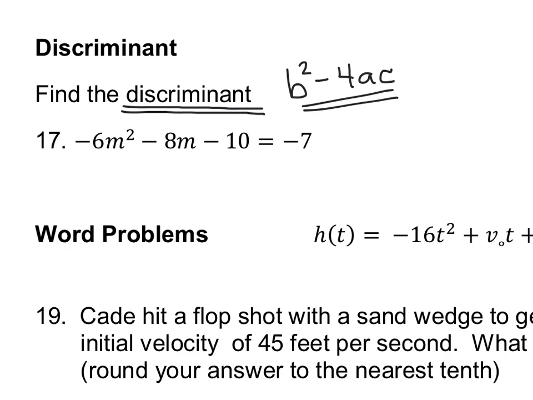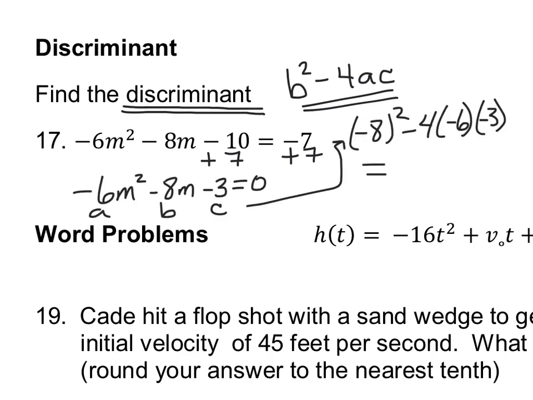If it's a negative number, it's 2 imaginary solutions. If it's 0, it's 1 real solution. And if it's a positive number, then it's 2 real solutions. So let's go ahead and find our A, B, and C. The first thing we need to do is set this equation equal to 0. That means I'm going to have to add a 7 to both sides and rewrite my equation. Then find my A, B, and C and plug that into my discriminant formula.